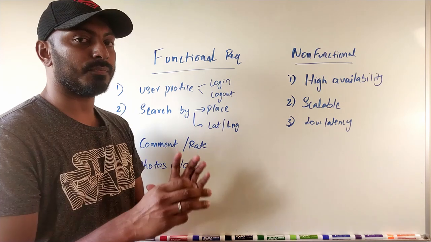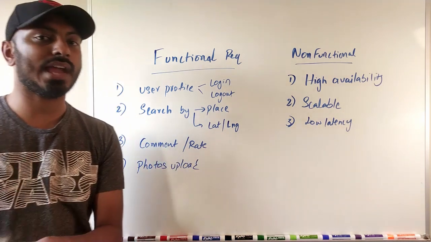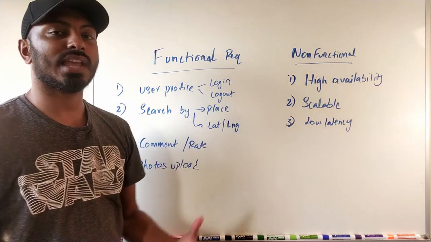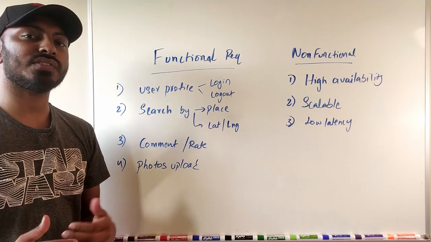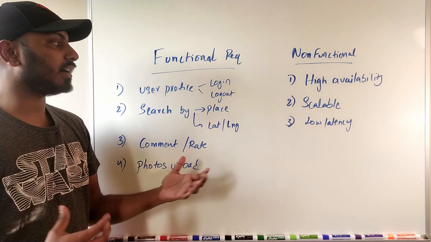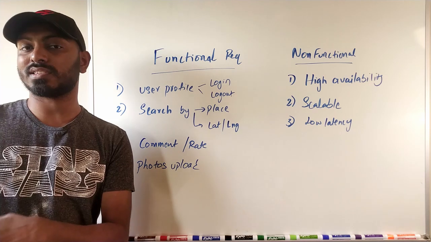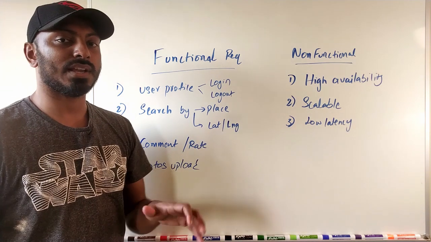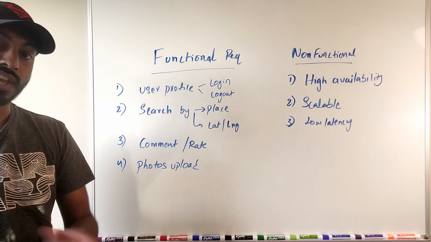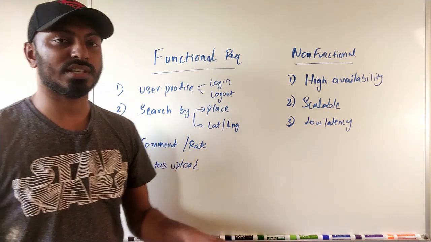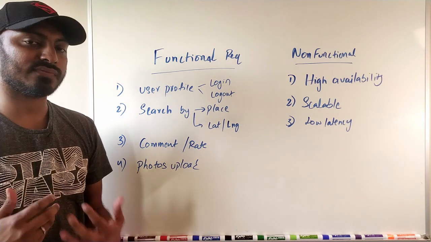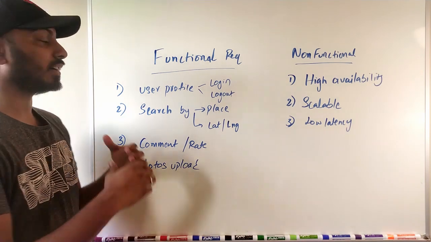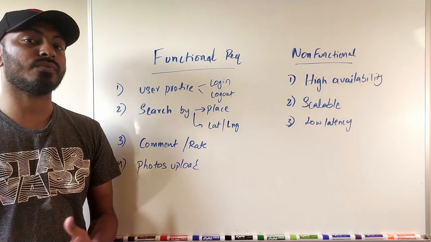In this case, the three important non-functional requirements are: first, the system should be highly available, meaning it should be available for users to access the information anytime they want. The second one is scalable, because these systems don't always receive constant traffic. Sometimes the system receives high traffic only during tourist seasons, or on weekends or something like that. So it should be dynamically scalable. Whenever we want to scale up or scale down or scale out, we should be able to do that. And the third one is low latency. That means we should be able to access the place or specific restaurant information as fast as possible.